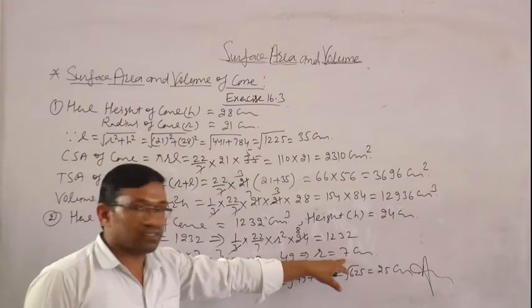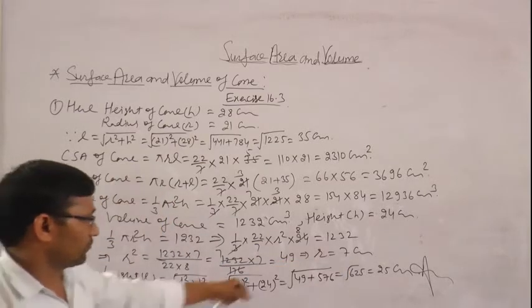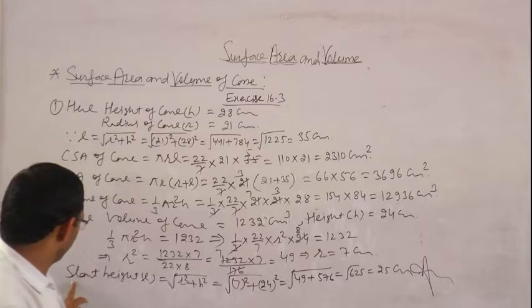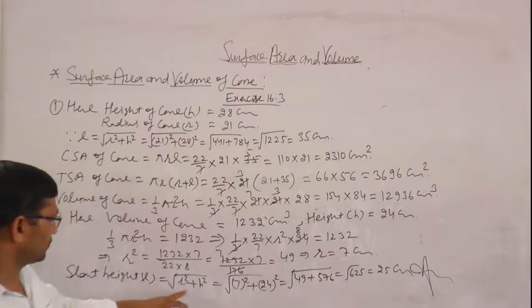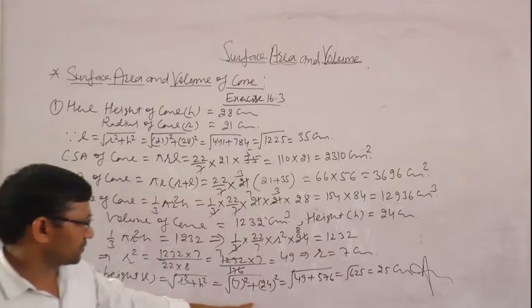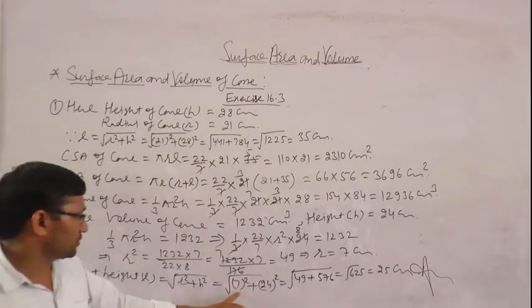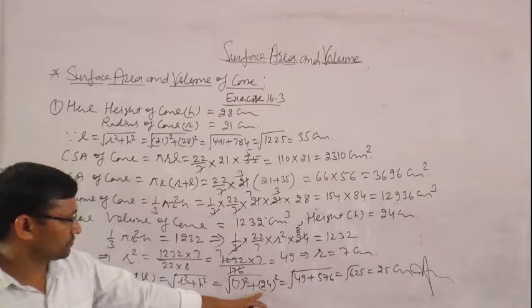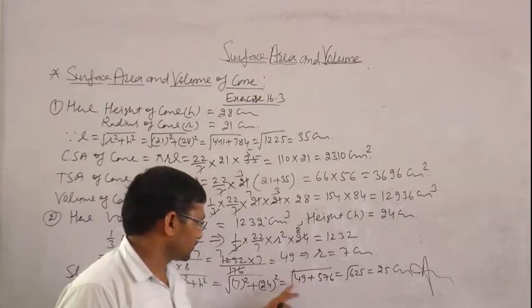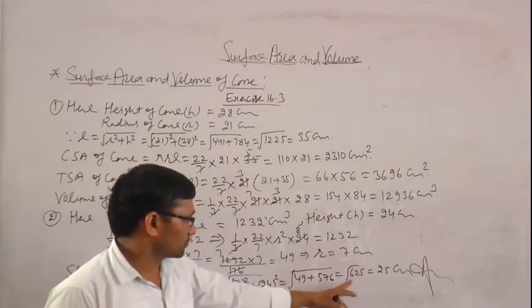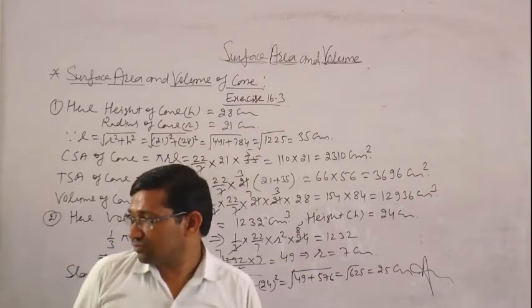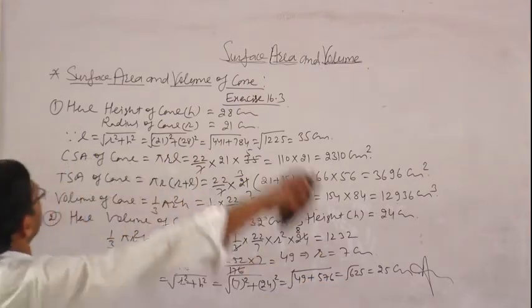Radius of cone, that is 7 centimeter. Then with the help of radius we find slant height. Slant height L is equal to square root of r square plus h square, that is square root of 7 square plus 24 square. 7 square is 49, 24 square is 576. Square root of 625 is equal to 25 centimeter.